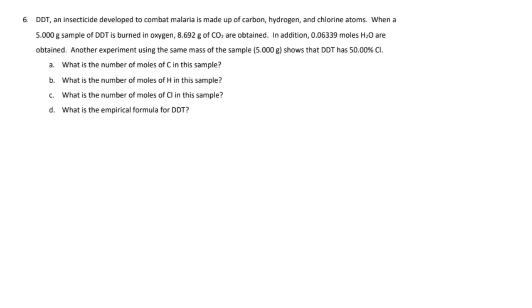So A, what is the number of moles of carbon? All of our carbon in DDT was converted to CO2. So I need to figure out how many grams of carbon are in this mass of CO2. If I have 8.692 grams of CO2, I'm actually going to do this percent-wise. I set up a percent carbon, a percent composition formula, which I'm going to multiply times the mass.